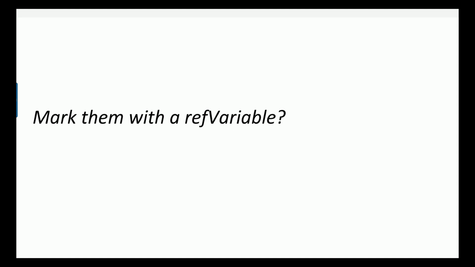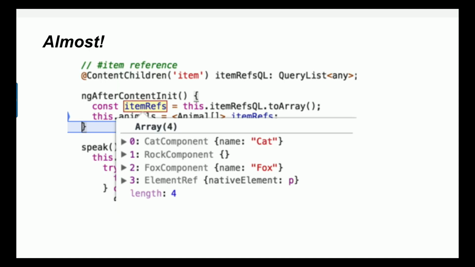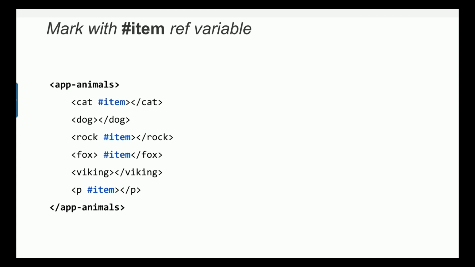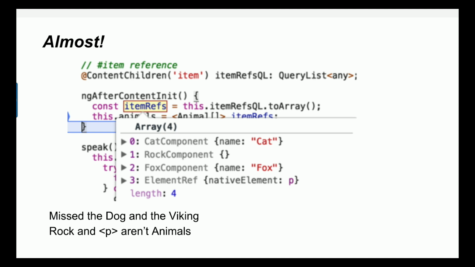Let's mark them with a ref variable. You've seen ref variables before. Those pound things that give you a reference to either the element or the component that's attached to it. And I do that, and it works great. Except I got rocks in there, and I got the paragraph in there, because if you look back there, I didn't put them on the right ones. That would never happen, right? Who would mess that up? I missed the dog. I missed the rock. Now, I could sort of guard against that, but I can't do anything about the fact that I missed some.